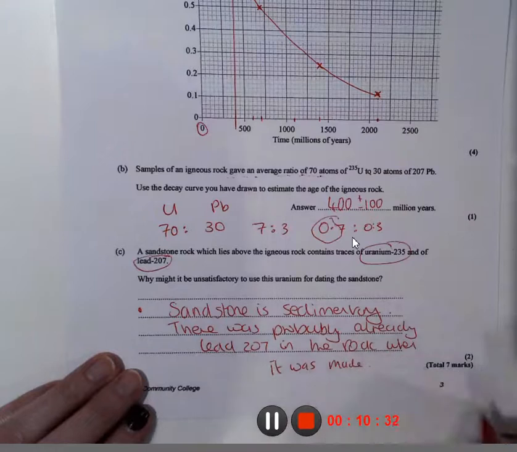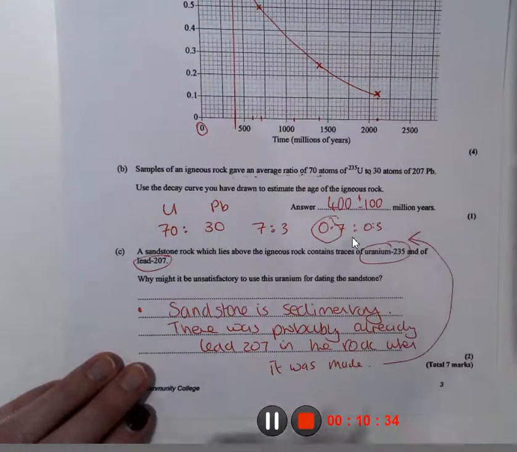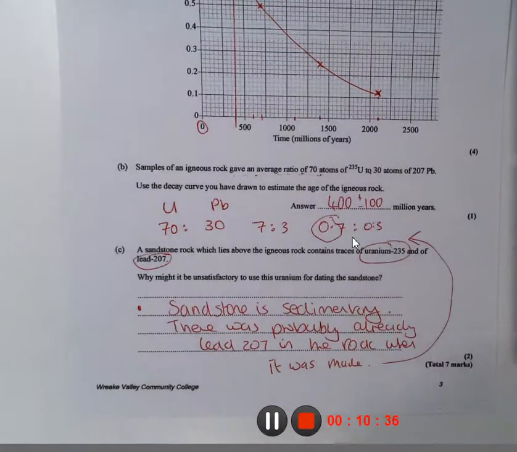So it would be unfair to use it in a ratio like this one because it was probably already there, because sedimentary rock's made from other types of rock. What you want to do is use it from igneous, because that's when the rock has cooled down from lava or magma, so then it would be fresh, if you like. Whereas this rock, sedimentary rock, that could have been around before anyway.